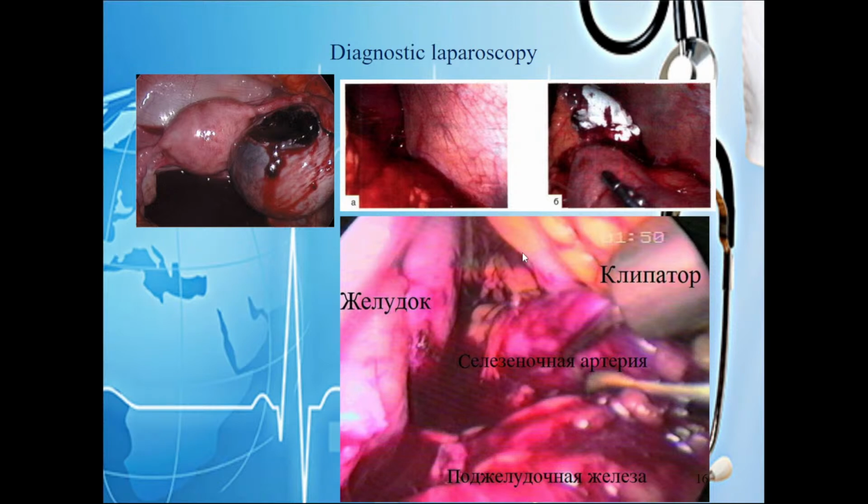Here you can see a part of an operation. Here we are under the stomach. It is the stomach, it is the splenic artery. So this is the pancreas, and we see the bleeding from the spleen. And here is the ovary, I think so. It is a rupture of the ovary with bleeding.